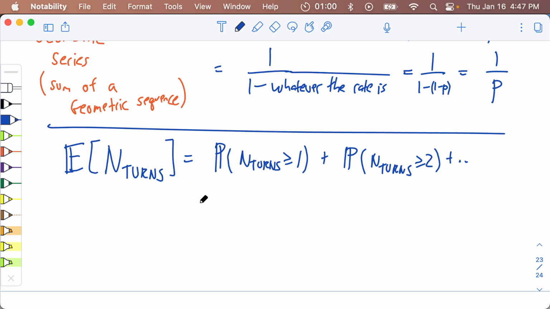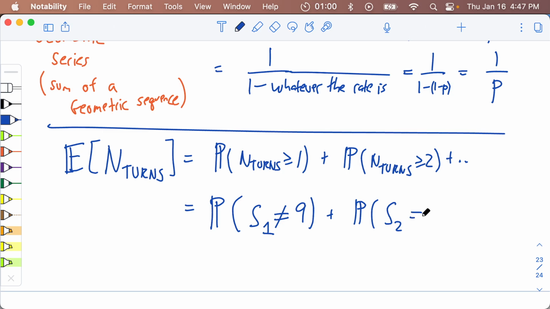So this is the probability that S sub 1, if it takes at least 1 turn, that means S sub 1 is not equal to the final state, 9. And if it takes at least 2 turns, that means S sub 2 is not equal to 9, and so on and so on. Let me do one more. S sub 3 is not equal to 9.